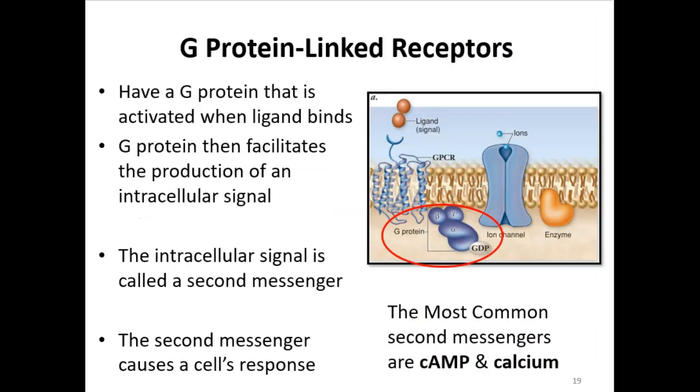Now, the last type of chemical signaling receptor that we're going to look at is called a G protein-linked receptor.